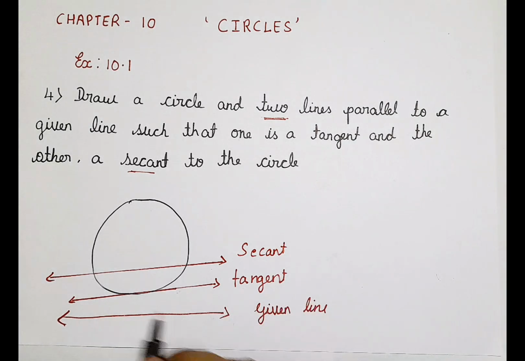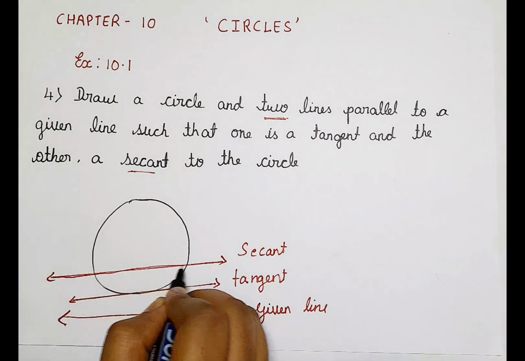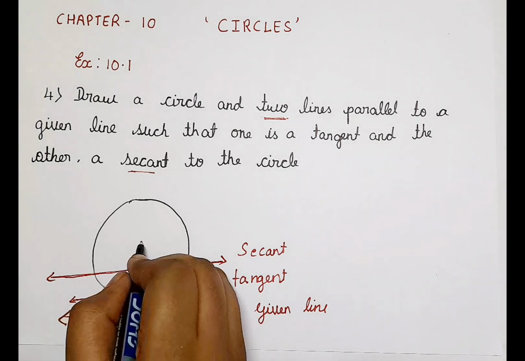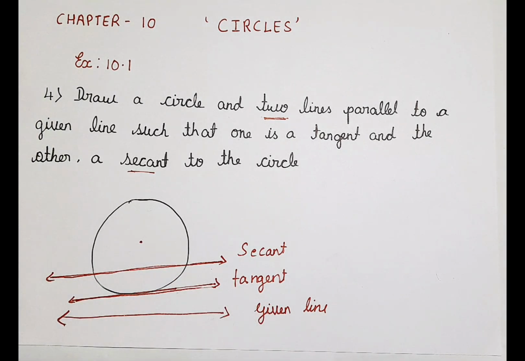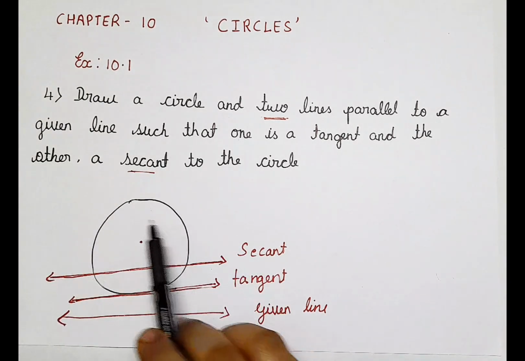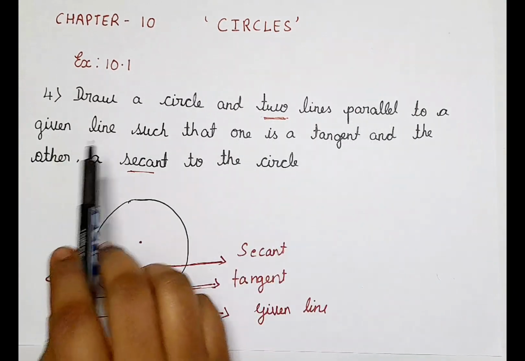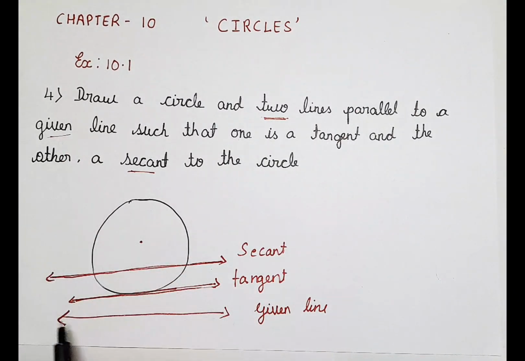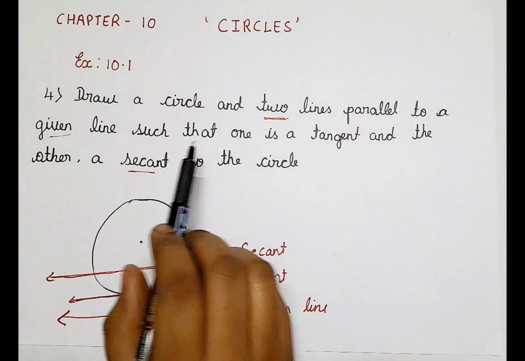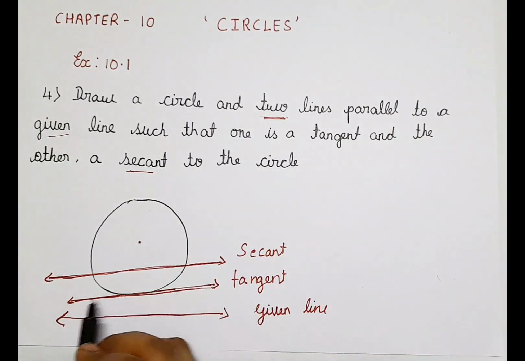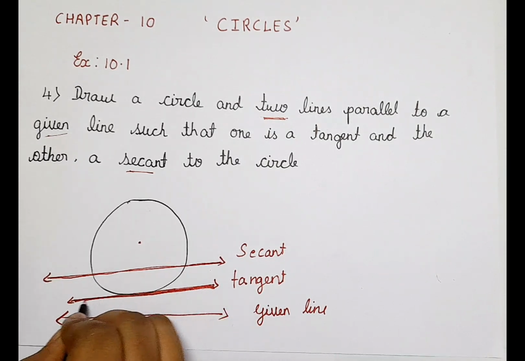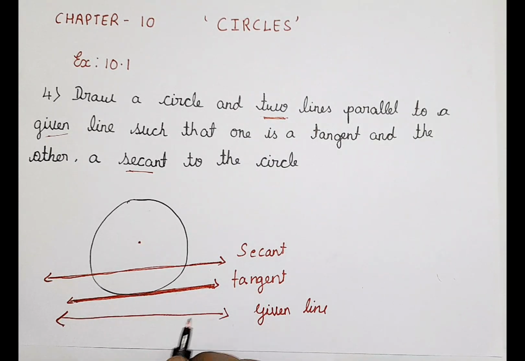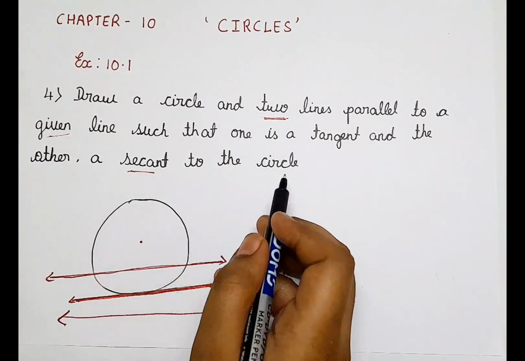So likewise now we have a line. So this is a secant. And then we have another line that is a tangent, and this is the given line. I hope you guys understood this properly. So here we drew a circle and two lines parallel to a given line. The given line is just a random line, such that one is a tangent. This is a tangent which is attached to the circle. So remember guys, when a line is attached to the circle, we call it a tangent, and the other is a secant to the circle.